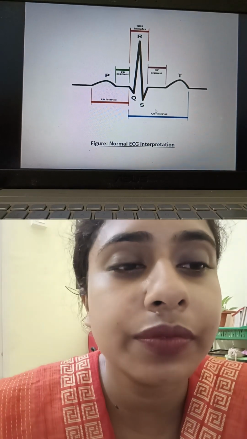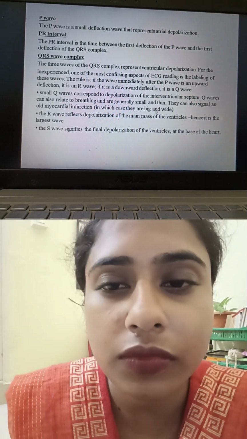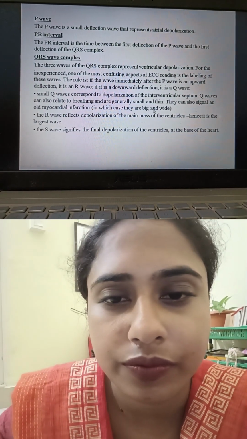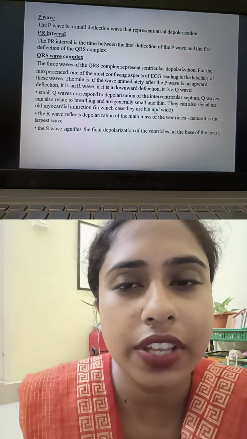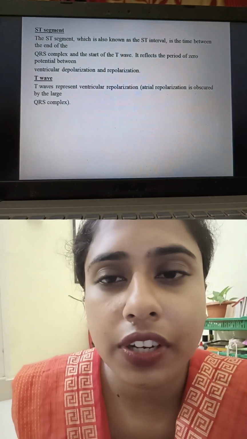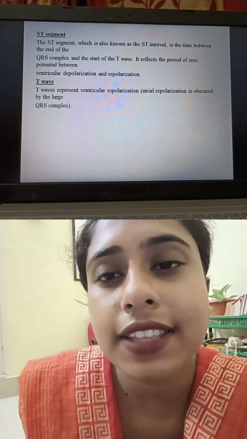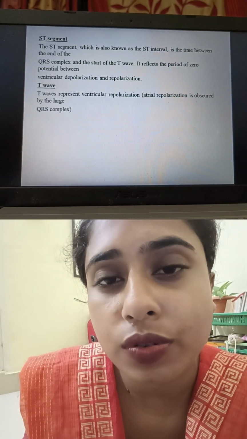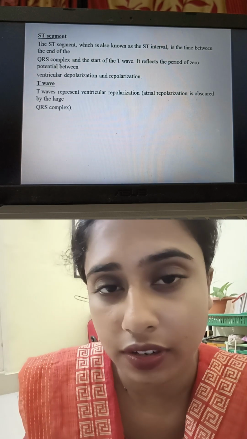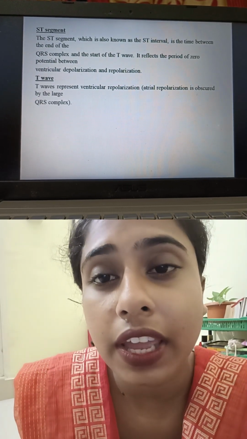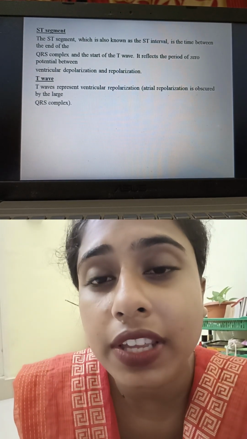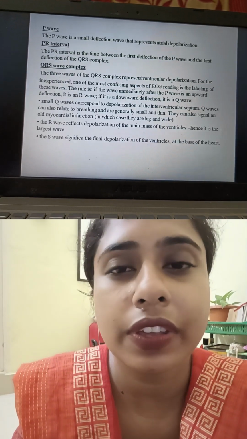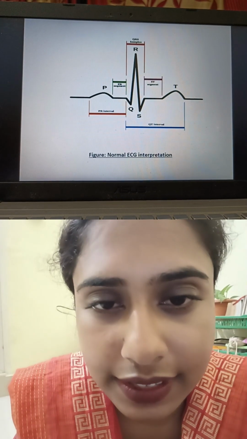After the QRS complex comes the ST segment. The ST segment, also known as the ST interval, is the time between the end of the QRS complex and the start of the T wave. You can see the ST segment: the end of the S wave, the end of the QRS complex, and the start of the T wave.